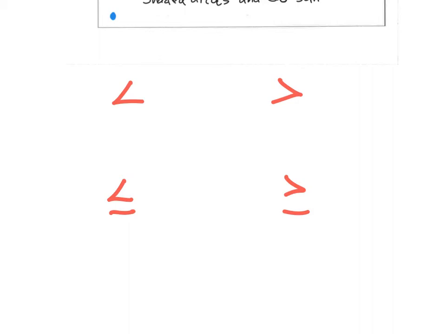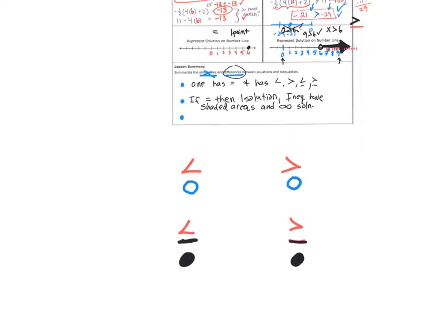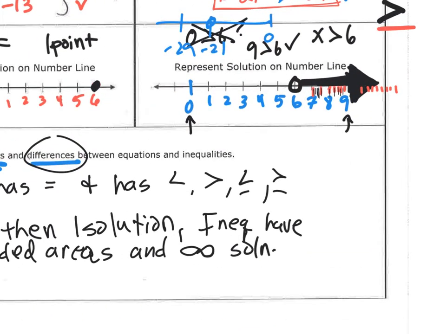If it has a line underneath it, then that means it's less than or equal to, which means I use a solid circle when I'm graphing. Whereas this one would also be a solid circle because of the line that's underneath it. These do not have lines, so it's going to be an open circle that I would graph. And we talked about that on this problem right here.